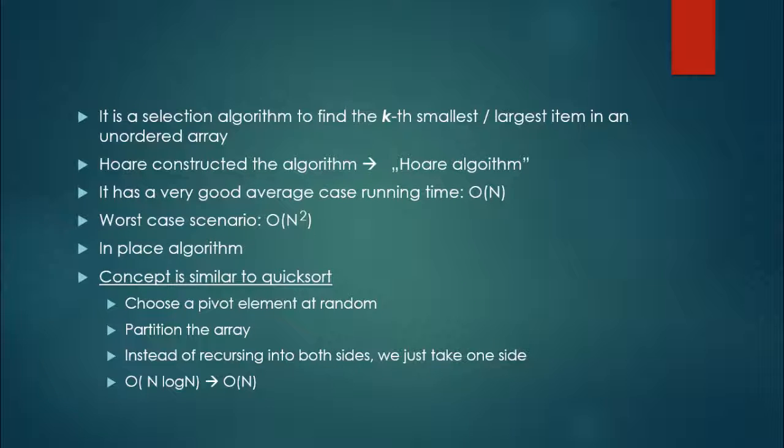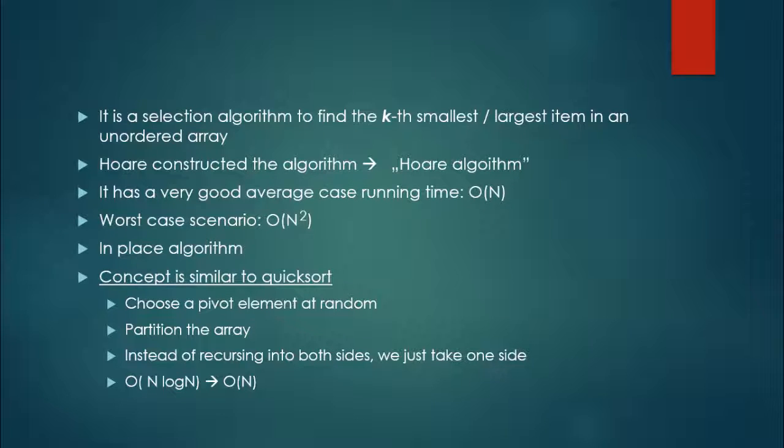We have been discussing in the previous sections that we may construct binary search trees or hash tables or heaps in order to find the k-th order statistics. But on the other hand, Quickselect is in place, so it doesn't need any extra memory.